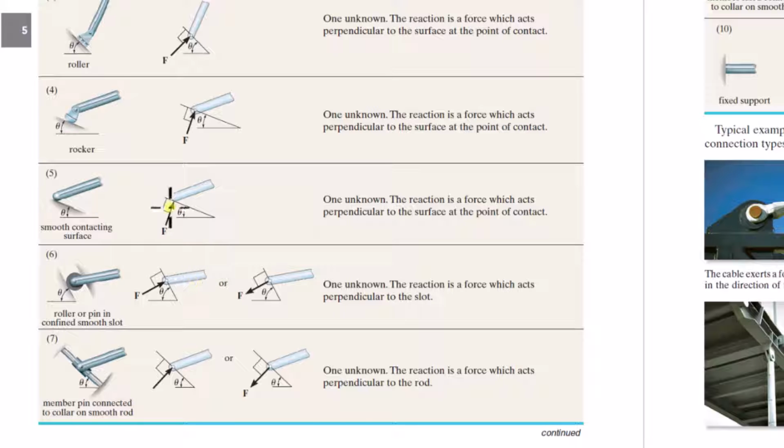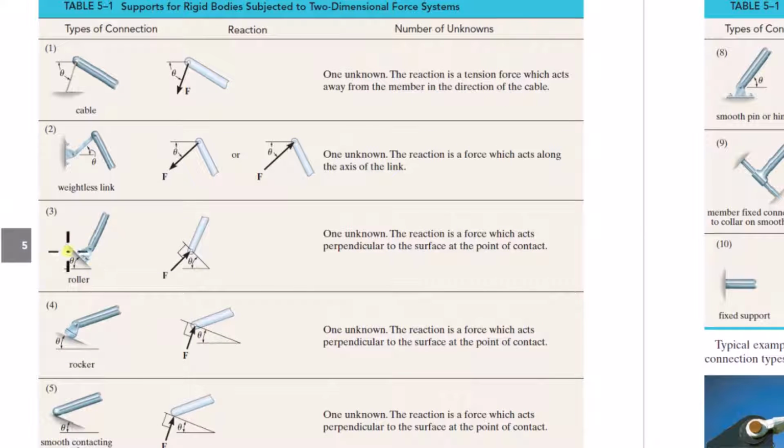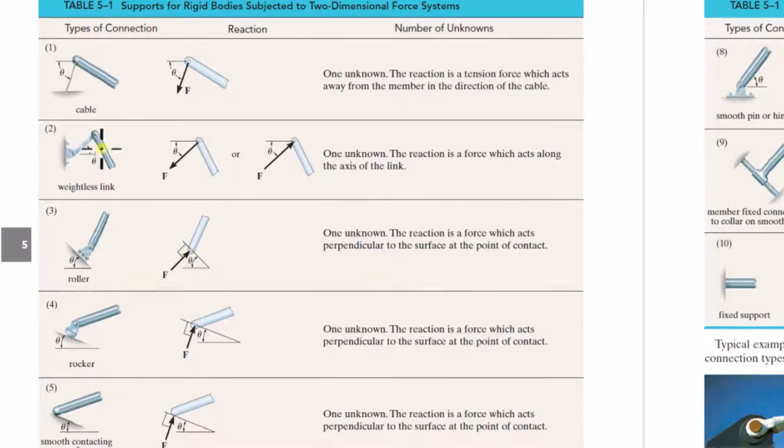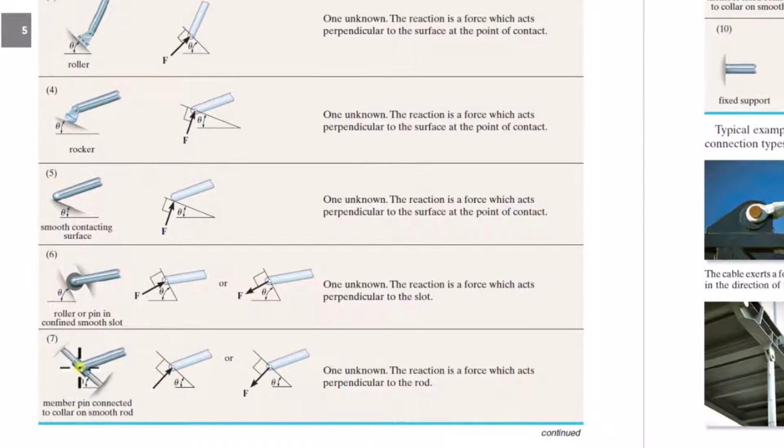Here, this obviously can't prevent rotation. Here, even if this wasn't pinned, it couldn't stop rotation because of the roller or because of the rocker, okay? Here, obviously can't prevent rotation. How are these rollers going to prevent any rotation? Here, the link and the strings are kind of like pin connections, so there's no rotation prevented. Here, pin connection, no rotation prevented.